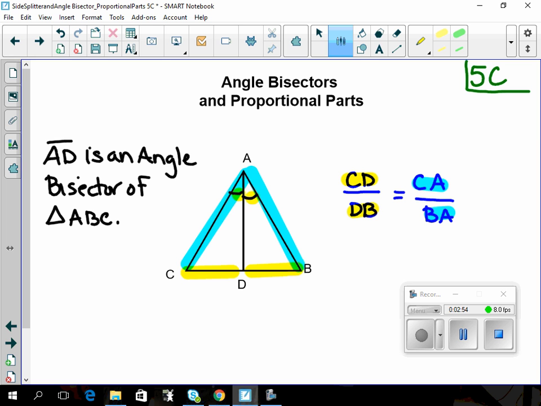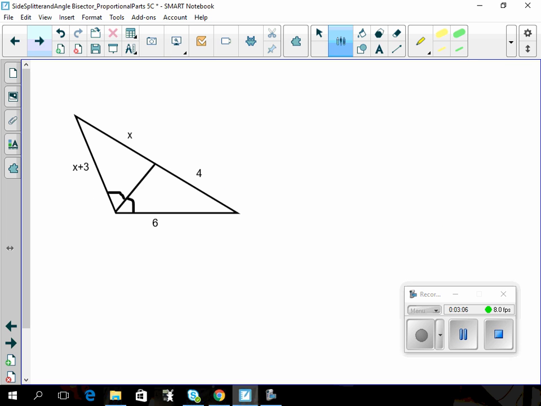Sometimes the triangle will be rotated, but you can think about this is how you're going to set up the proportion, okay? So let's look at an example with numbers in it. Can we do that? And this is an example I want you to put in your notes. We'll call this example 1. Example 0 was that other one that we started with, okay? So you want to copy this one down. You have an angle bisector in a triangle, and it's going to divide the triangle into proportional parts.